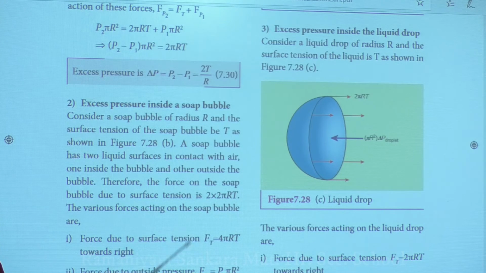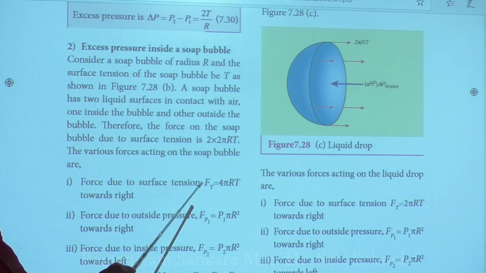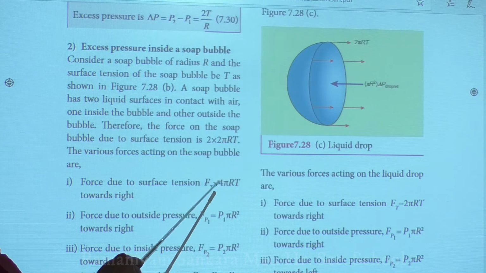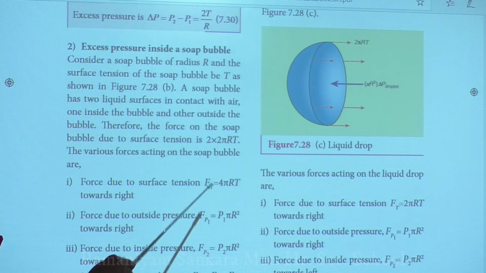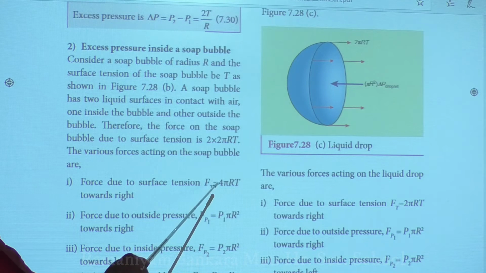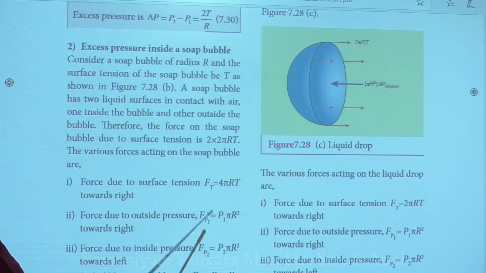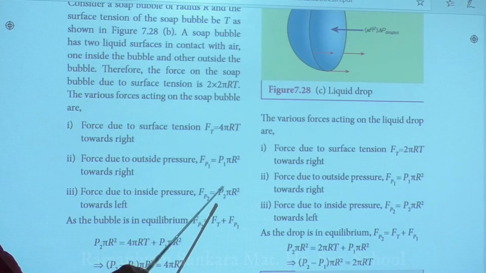Now various forces. The forces due to surface tension, that is again 4 pi r into T. How 4 pi r? 2 into 2 pi r, because of 2 surfaces. And what about pressure? Force due to pressure inside: Fp1 equal to P1 into pi r square. Pressure into area. For P2, P2 into pi r square.